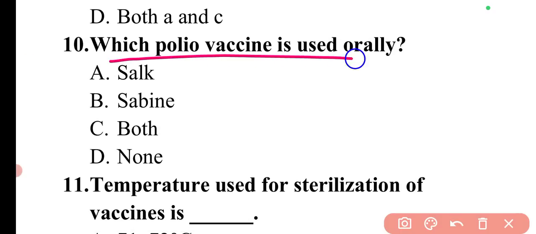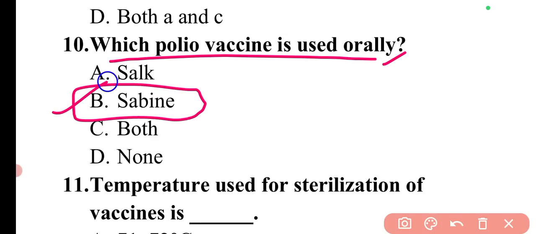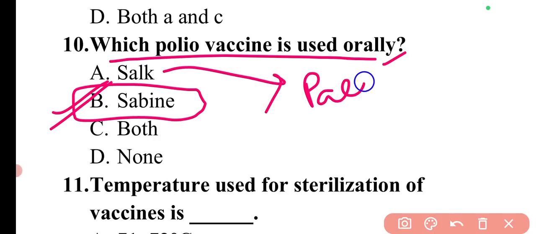Next question is, which polio vaccine is used orally? Polio vaccines can be given orally as well as through the parenteral route. Orally, the vaccine which is given is Sabin. And the Salk is given by the parenteral route. So these are the two main types of polio vaccines which are given.